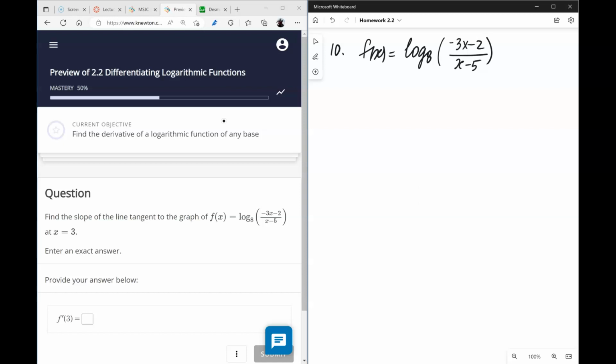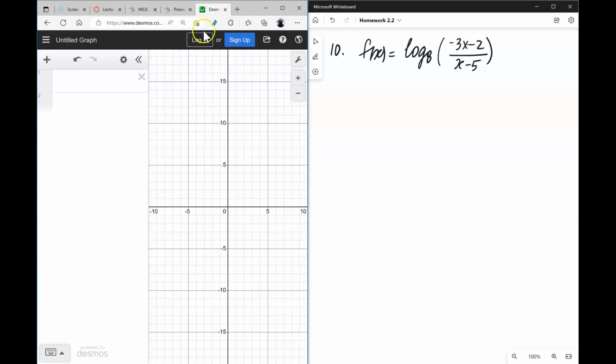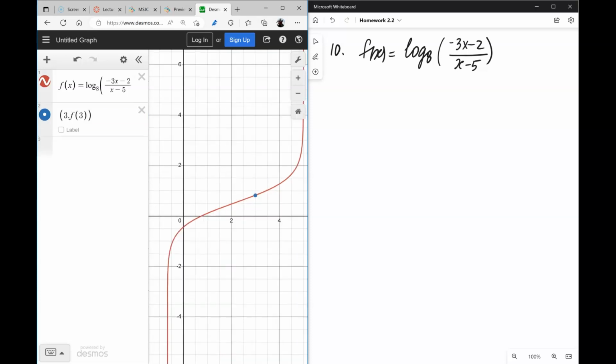Find the slope of the line tangent to the graph at x equals 3. So this is a good question because we can find this slope without differentiation by simply graphing this function. And we're looking at x equals 3. So at 3, let's find this point. 3 comma f of 3, so that's the point.